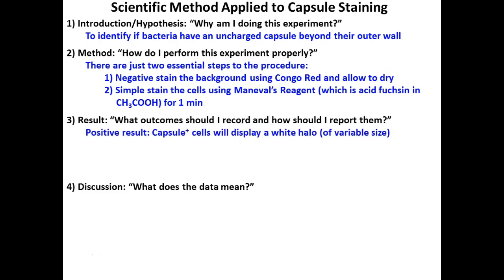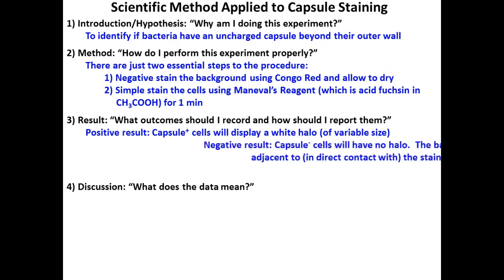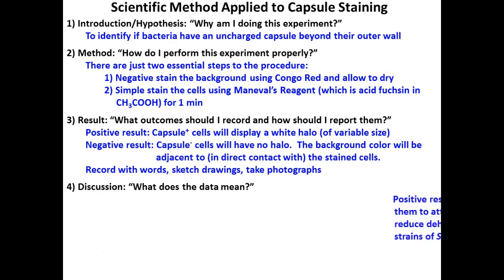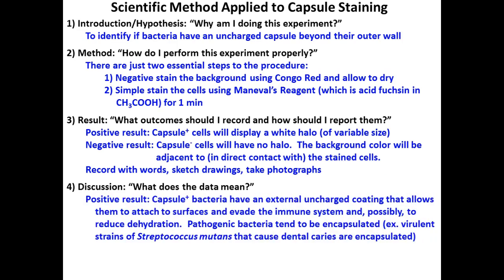If it has a capsule, it's going to have that clear halo around the outside of the cell between the cell and the background. If it doesn't, no clear halo. You're just going to see cell and background. No space. What's the significance? Organisms with capsules tend to be very pathogenic because the capsule aids in attachment, as well as protection, keeping our immune system from identifying it and gobbling it up by phagocytosis or antibodies binding to it.